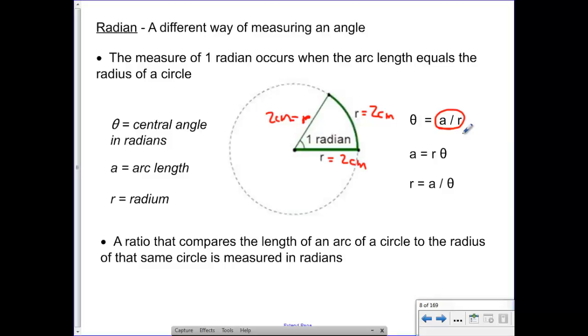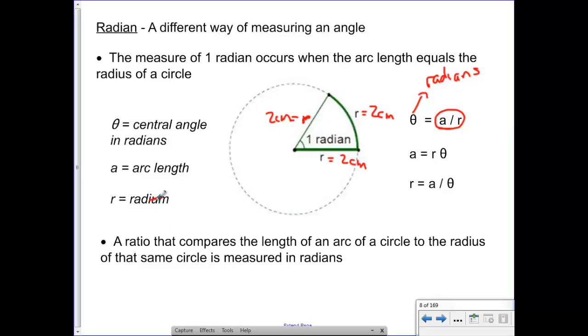Wait, so the little theta sign is? This stands for radians, which normally for us has been angles, but the angles we work with are no longer going to be measured in degrees. They're going to be measured in terms of this perfect slice of pizza. So the arc length, that's the curve on the outside? Yeah, the arc length is the curve on the outside.